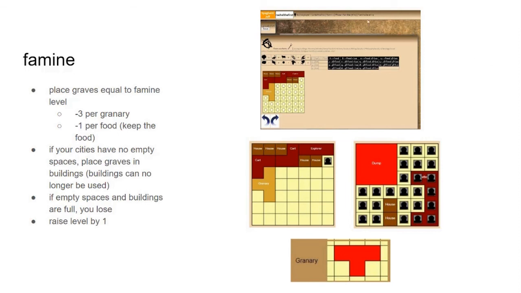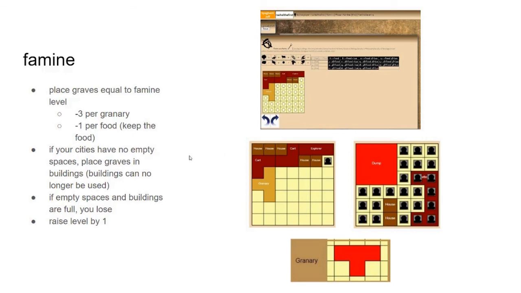So famine level will always be at least turn level minus 1 at the end of the famine phase. Here it's famine 4 because remember, exploring and discovering food increases the famine. So in this example, 3 foods have been found that increase the famine level to 4. Poof. Okay, so famine is putting graves in your cities.